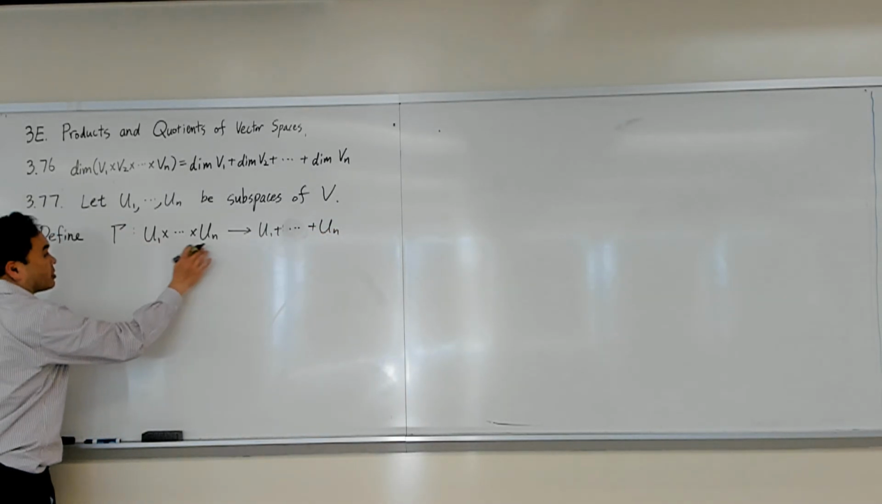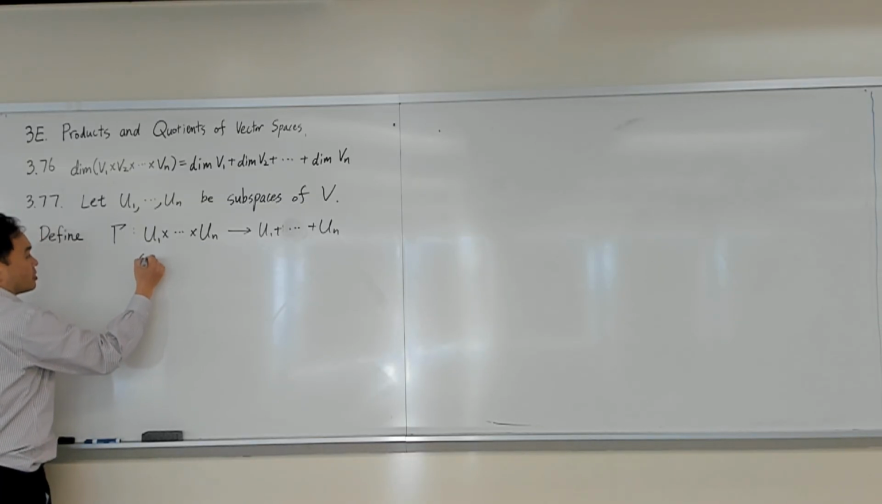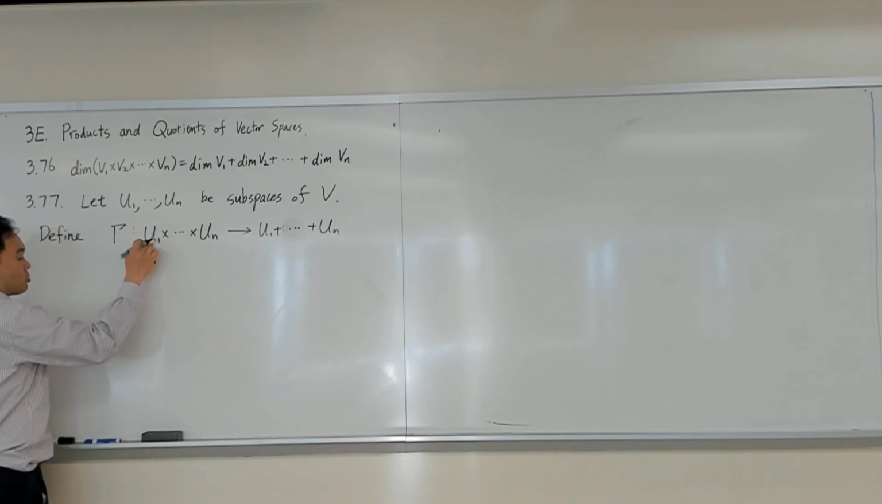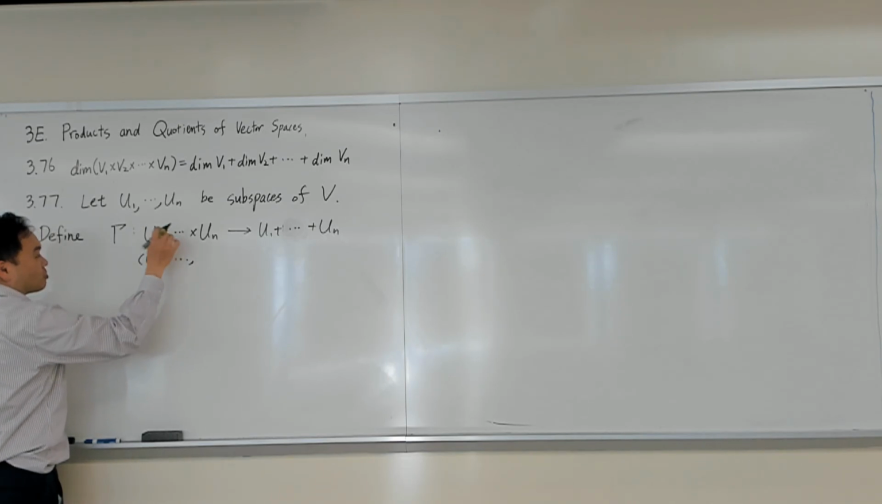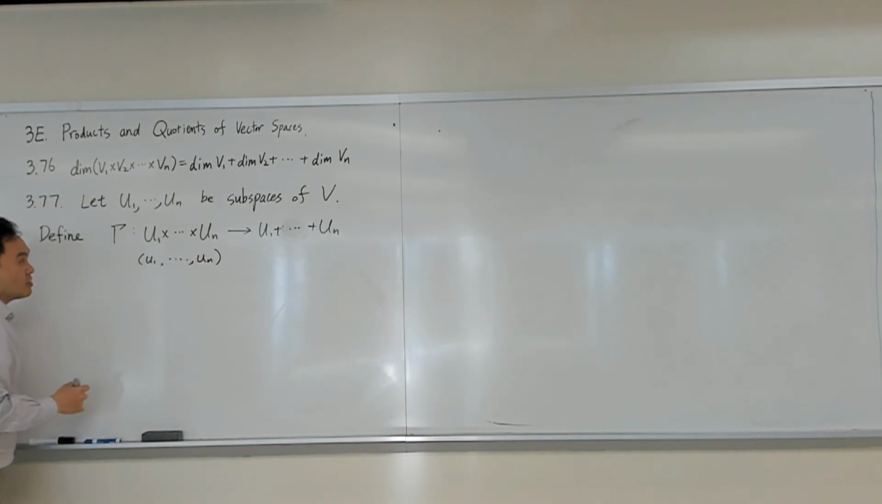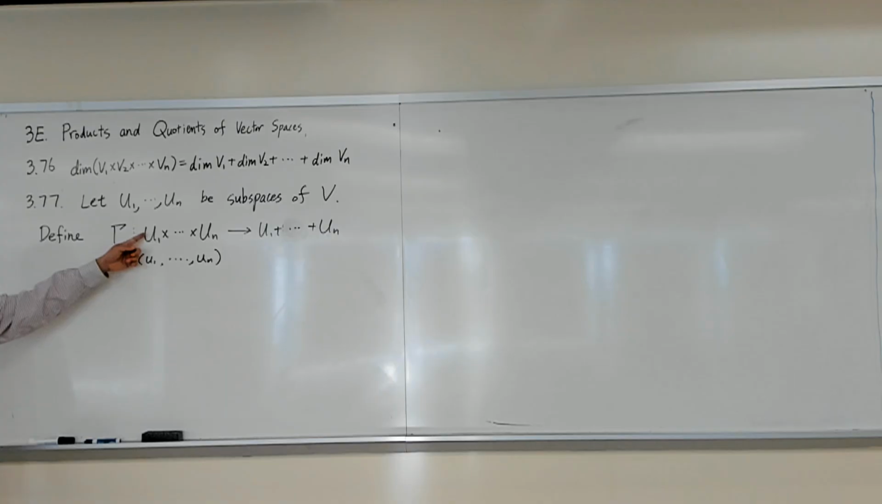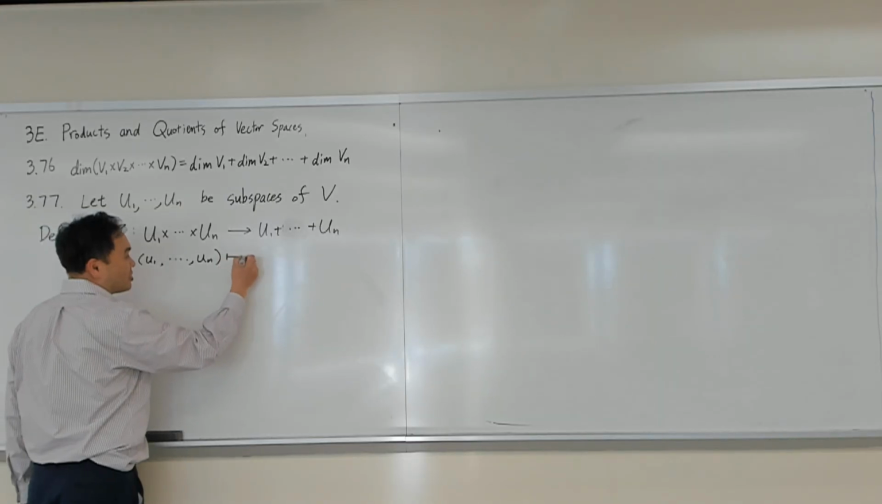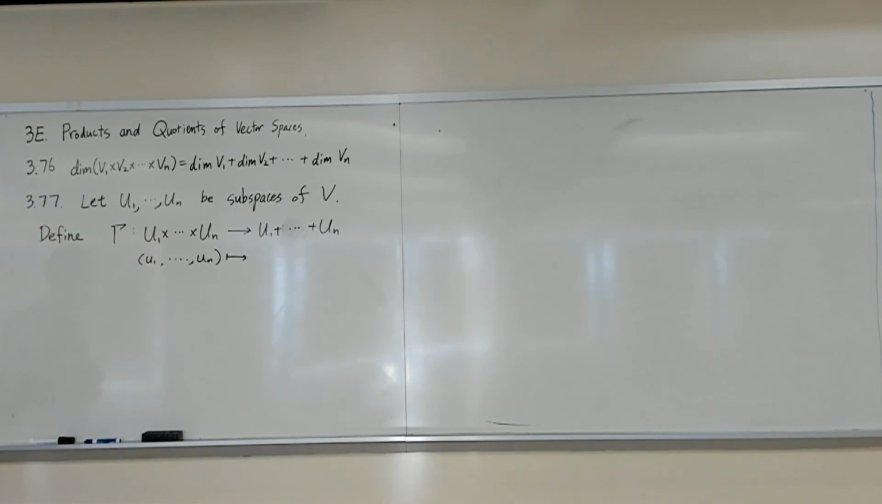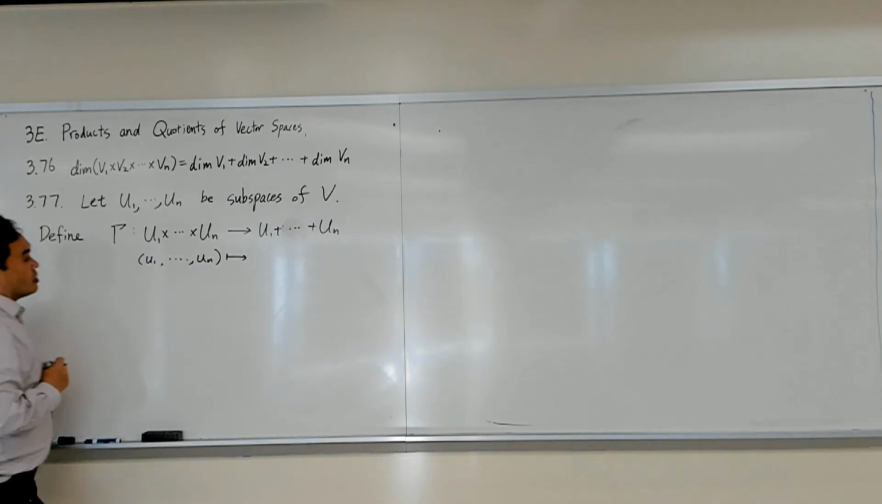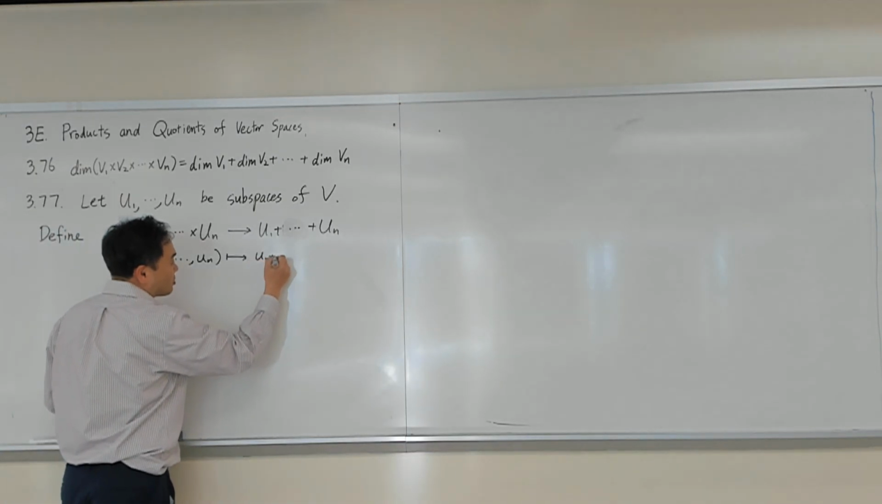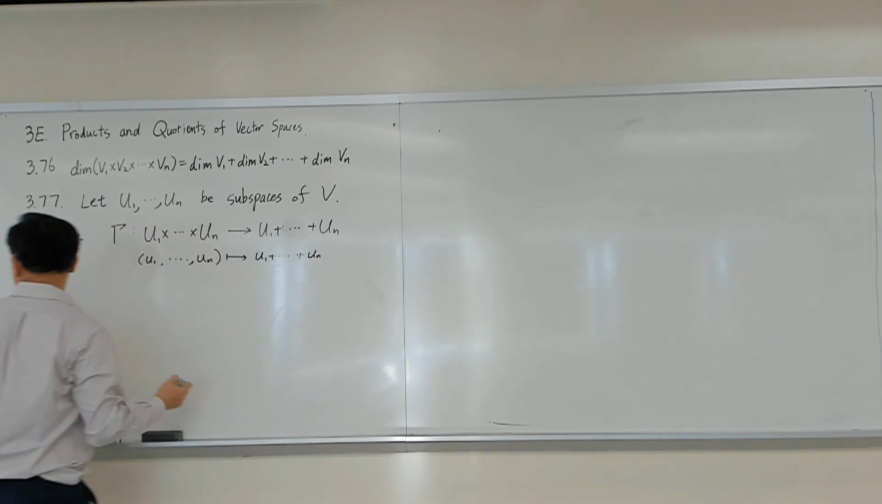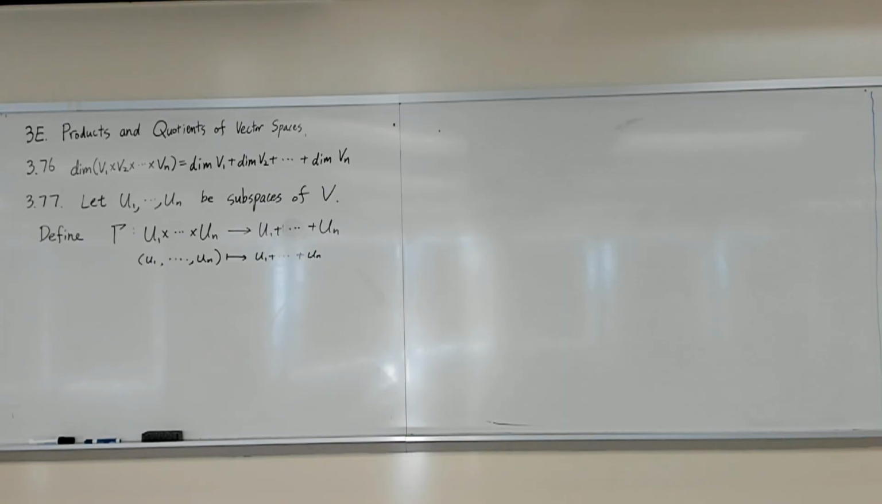What are the elements in here? Well, take a vector u1 from U1, and then you just pick arbitrary vectors from each one of these vector spaces, right? Subspaces. So it's like this. Hopefully you do notice that I'm writing capital U here and lowercase u here. It's hard to write upper and lower case correctly on a whiteboard. Okay, and then we send this to u1 plus ... plus un.